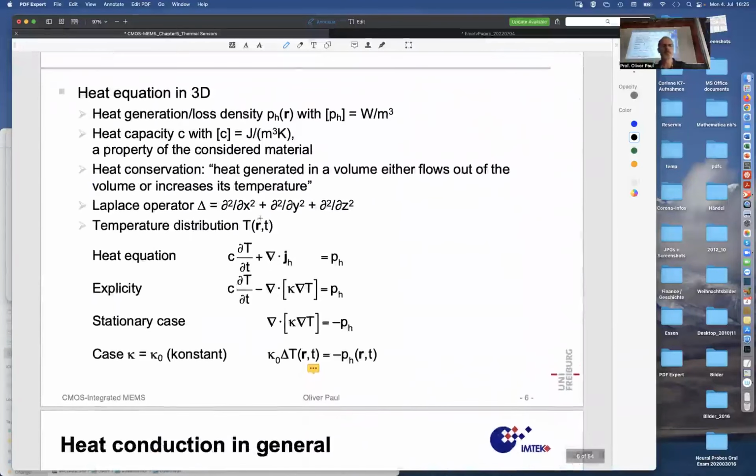Let's continue in 3D. So now I defined some notions. Heat can be generated locally. It is generated locally.